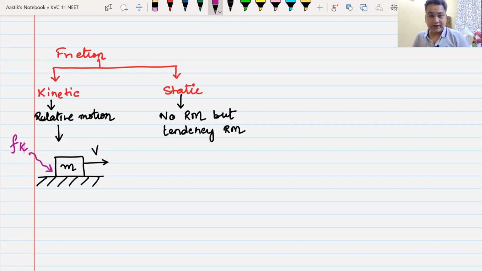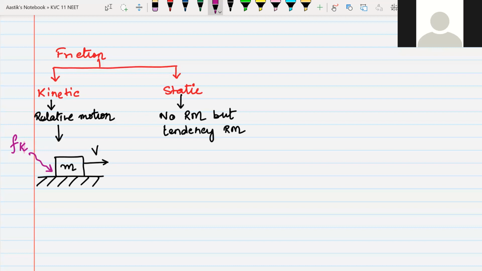Okay, I was talking about kinetic friction, and kinetic friction happens when there is a relative motion between the two bodies, and it will oppose this relative motion between the two bodies. I hope the point is clear, and I have shown you the diagram also. There is a body of mass m which is moving on this surface. The friction that happens between the block and the surface is kinetic.